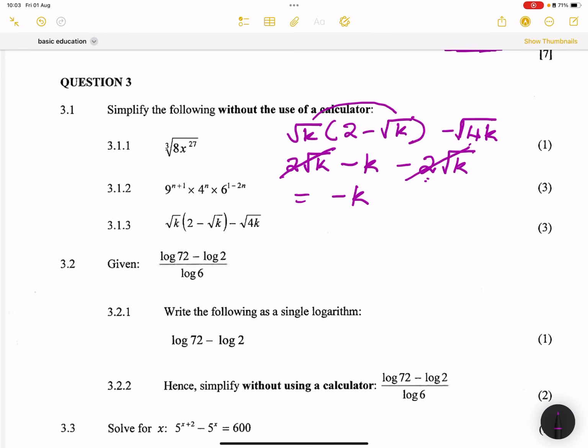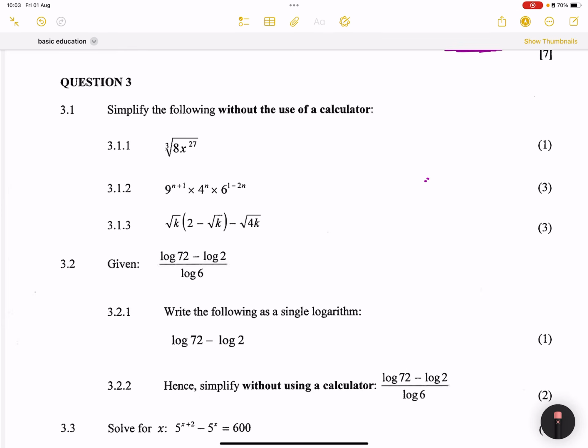That's how we are going to leave question 3.1. Please just look out for the next video. We'll be looking at logs, in this case 3.2.